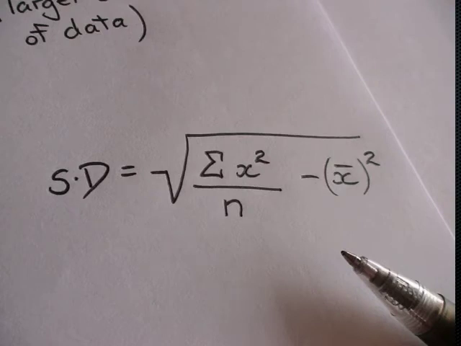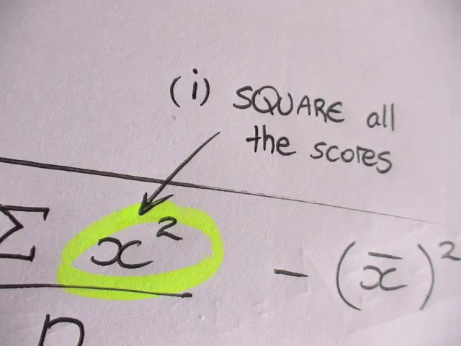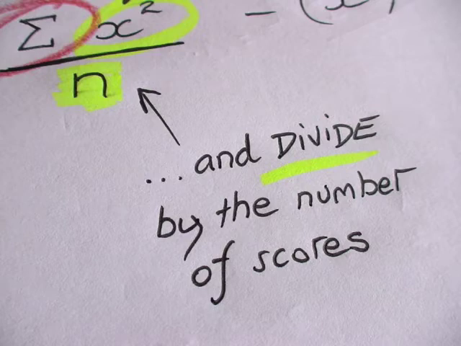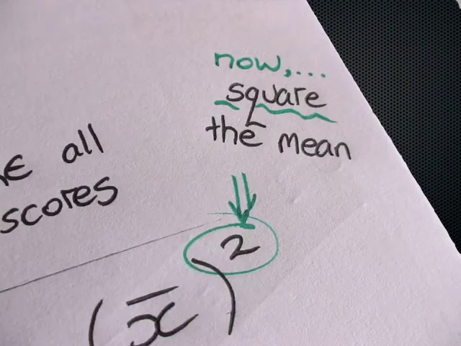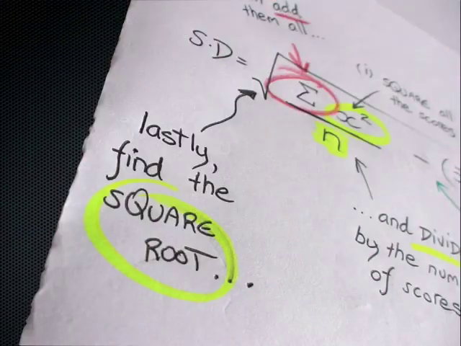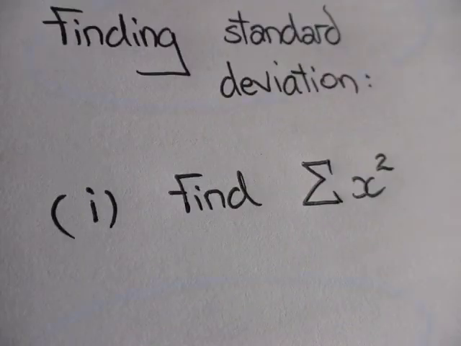Standard deviation equals the square root of sigma x squared over n, minus x bar squared, where x bar is the mean. What this really means is, in order, that we would square all the scores, add the scores together, divide by how many scores there are, find the square of the mean, subtract it from our previous total, and then to that answer, find the square root. Let's go through that process for our question.